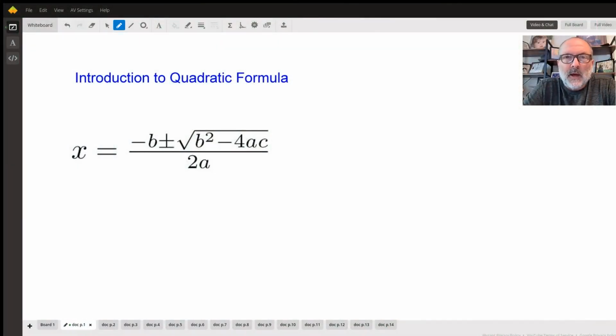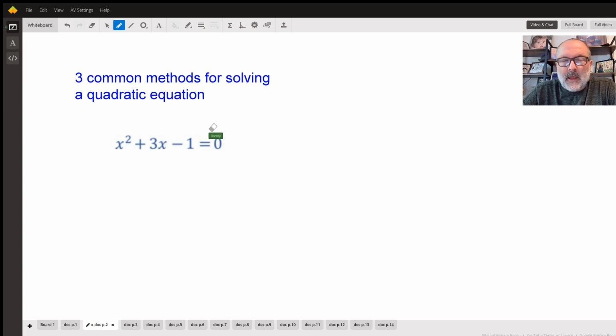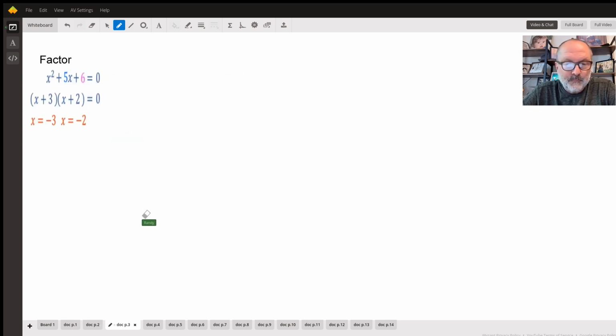I'm a tutor, and I'm here to present to you an introduction to the quadratic formula. And this is what the formula looks like. And it's one of three common methods for solving quadratic equations, like the one you see here.